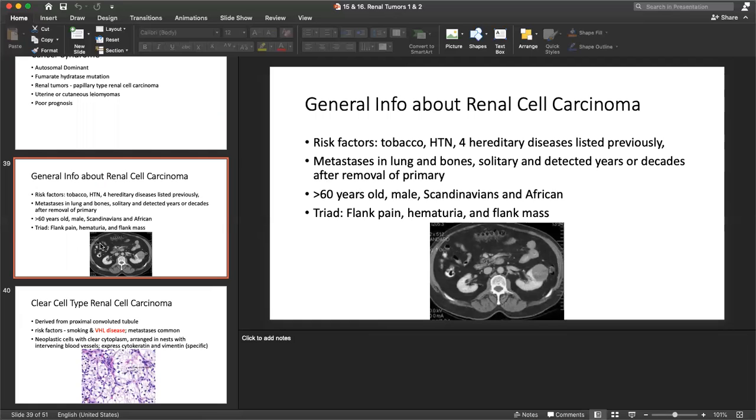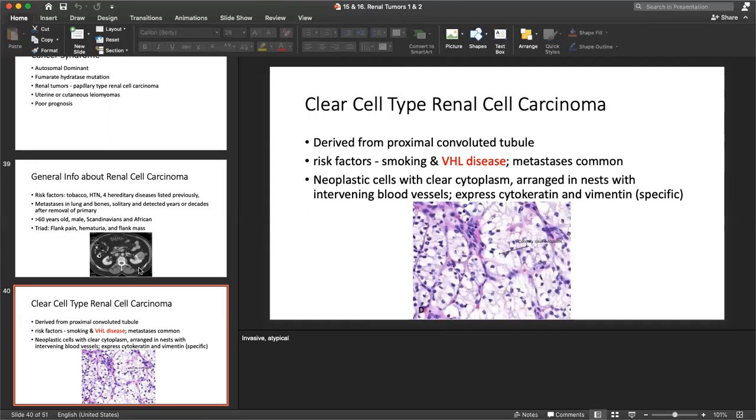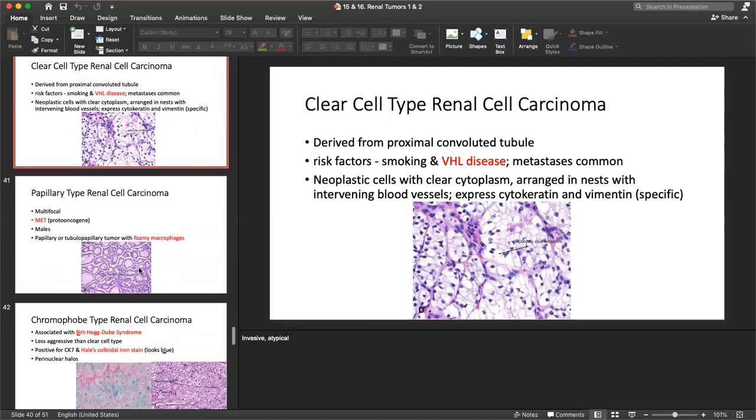General factors: male, tobacco, hypertension. So the triad: flank pain, hematuria, flank mass. This is pretty rare. They actually have pain, but anyways, flank pain, hematuria, flank mass. It's more common that they don't have pain, but it might say pain on the test.